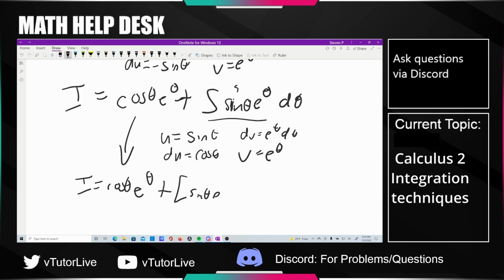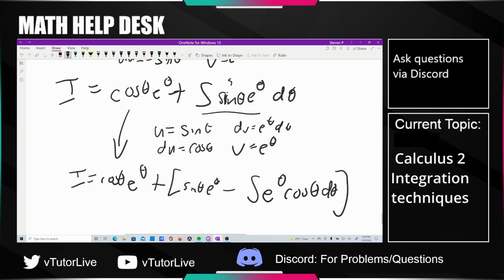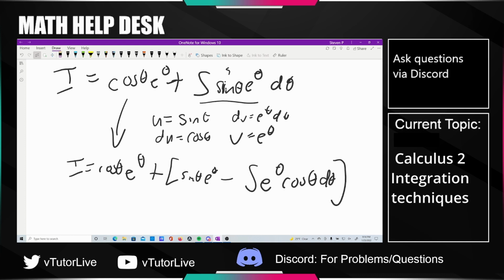And this is equal to sine theta e theta minus the integral of e theta cos theta, right? And at a glance, it's like, oh man, this sucks. We just ran around in a loop, right? This is not productive. We ran around in a circle. But what we notice is that this is a minus sign right here. And this thing over here is just I, right?